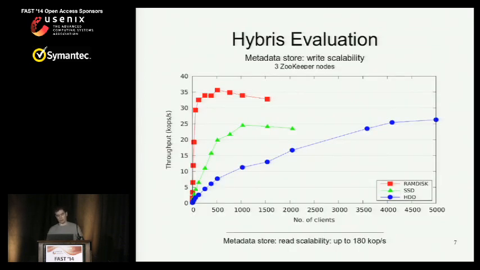So we implemented Hybris in Java, and we evaluated the scalability of the reliable metadata service. And as you can see from this graph that refers to a test about the write operations, it can scale up to 25 kilooperations per second. And also the read scalability is up to 180 kilooperations per second. To perform this kind of test, we used low-end commodity servers on an OpenStack cluster.